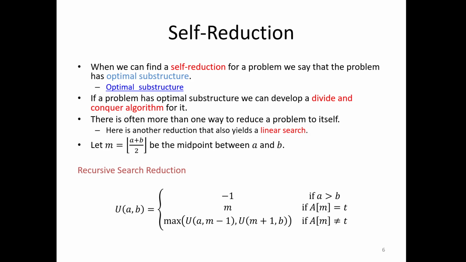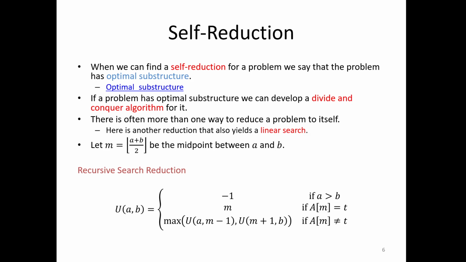And this divide and conquer algorithm, which we're going to look at more in a second, is going to have a recursive structure similar to that of the self-reduction. Usually for a particular problem, there's going to be more than one way for us to come up with a self-reduction, which is usually good. That means there's more than one algorithm we can develop for it. And in some cases, some algorithms are going to be better than others.